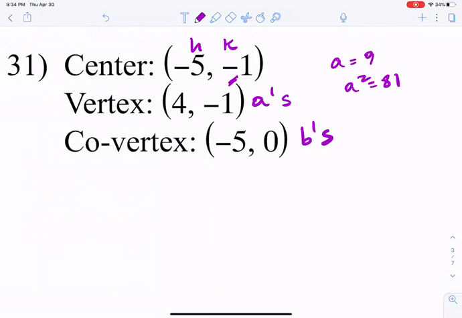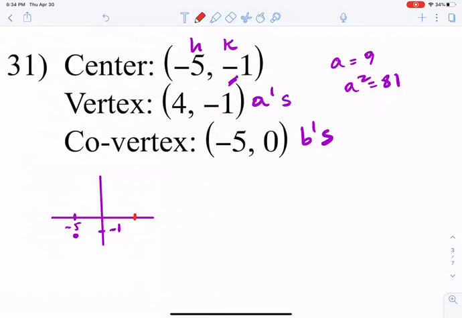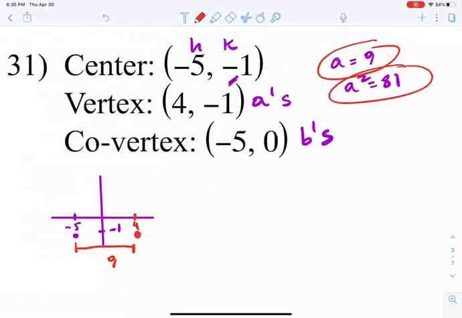Think about this. If you're at the center, -5, -1, that is here. And then the other point is 4, -1. So that's here. The distance from here to here is 9 units. So that's how I get A equals 9. And then A squared equals 81. So now you have the A value, you have the center. The only thing you need to find out is the B value, and you're done.